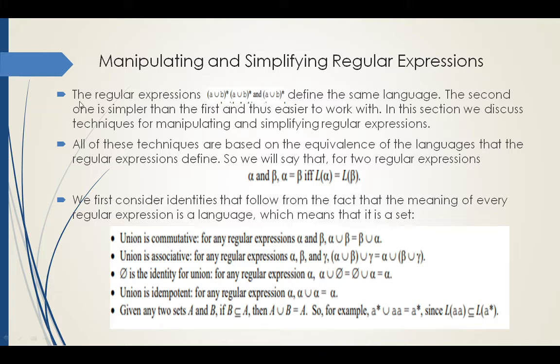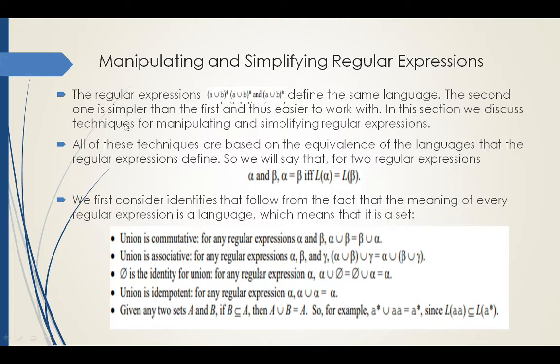Let's start. The regular expressions (a ∪ b)*, (a ∪ b)*(a ∪ b)*, and (a ∪ b)* define the same language here. So (a ∪ b)* concatenated with (a ∪ b)* is nothing but (a ∪ b)* only. All three define the same language. The second one is simpler than the first and thus easier to work with.